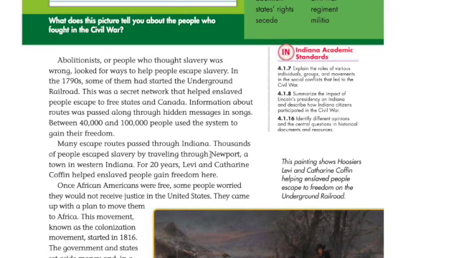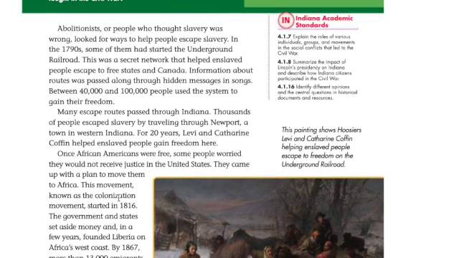Abolitionists, or people who thought slavery was wrong, hopefully everybody that is hearing this feels that way because it's one of the worst things in the world, looked for ways to help people escape slavery. In the 1790s, some of them had started the Underground Railroad. This was a secret network that helped enslaved people escape to free states and Canada. Information about routes was passed along through hidden messages and songs. Between 40,000 and 100,000 people used the system to gain their freedom.